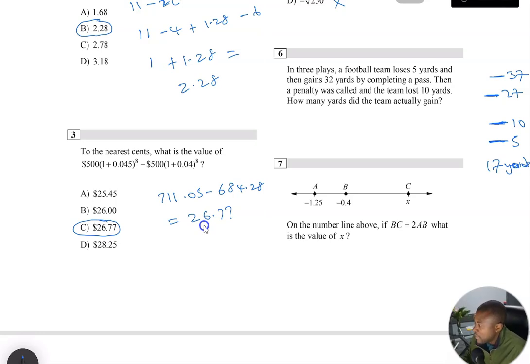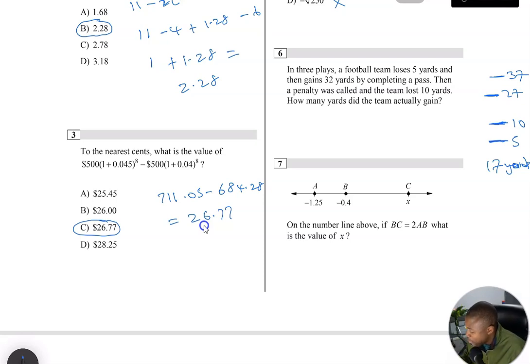Then what about question number 7? On the number line above, if BC equals 2AB, what is the value of X? So this is the number line. Study the number line a little bit. If you look at it, as you are moving from left to right, this is a special number line. It's not like your regular number line. So every question is unique, so you want to look at the context of every question to answer that particular question. As you move from left to right in this sense, you are gaining ground. In other words, you are increasing in value.